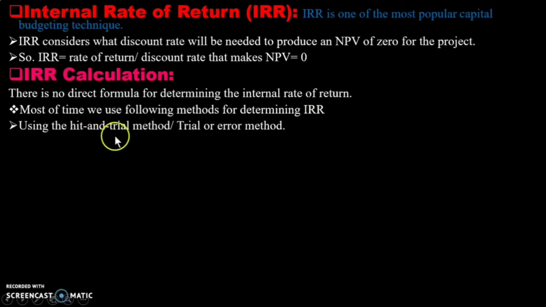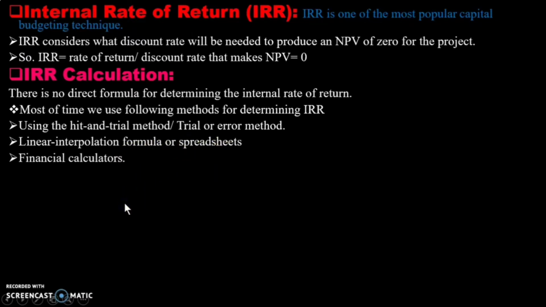Using the hit and trial method or trial and error method, linear interpolation formula, or spreadsheets or a financial calculator. Dear students, we cannot use a financial calculator and spreadsheet for calculating IRR. We only use the trial and error method for calculating IRR.